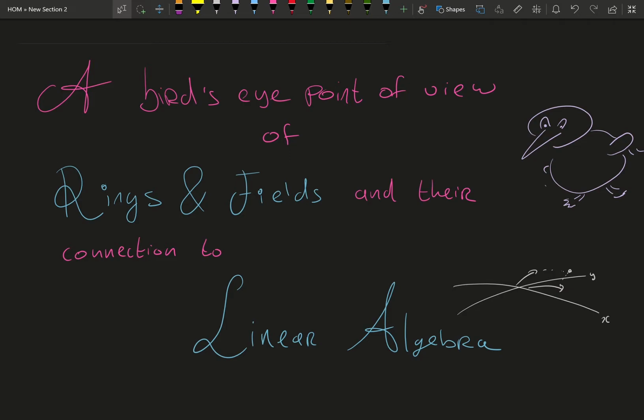Today we're going to talk about rings and fields. I'm gonna give you a bird's eye point of view of rings and fields, and I'm gonna do that by making the connection to linear algebra. I think that is a good first introduction to develop the intuition, because rings and fields can be a bit abstract, but you've likely already seen some linear algebra, so that helps to develop some intuition about what it so means.